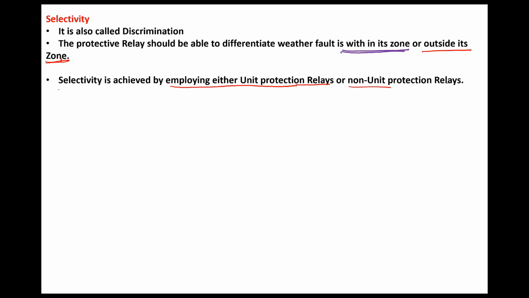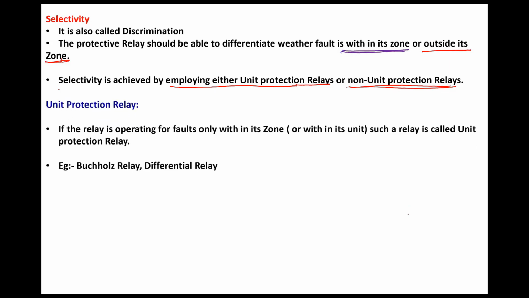There are two kinds of relays that operate on selectivity: unit protection relay and non-unit protection relay. Understand? So what are unit protection relays? These relays operate only for the faults within their zone, or in other words, in their unit. Such relays are called unit protection relays.